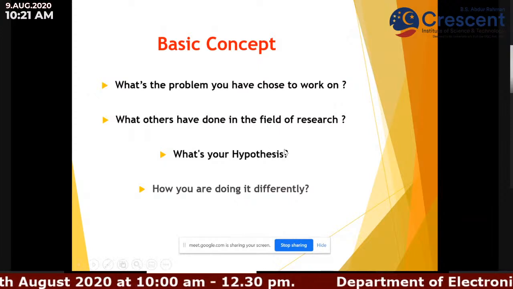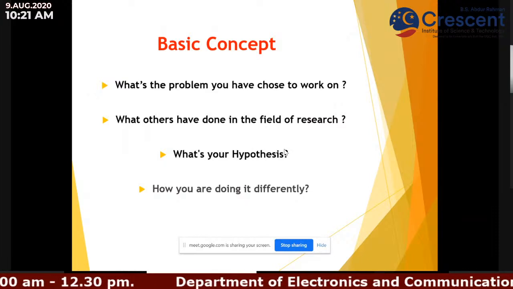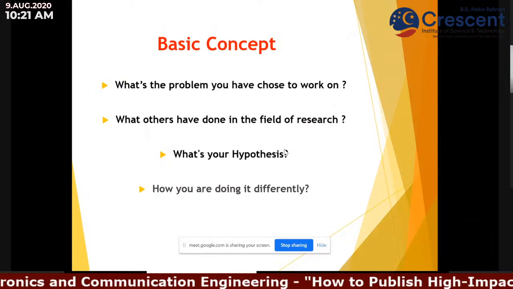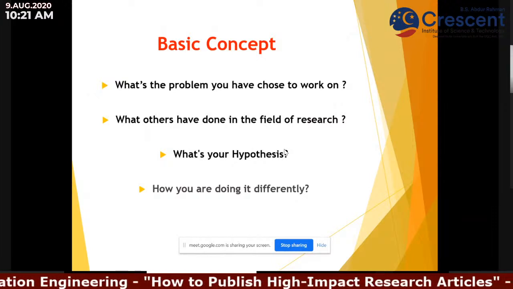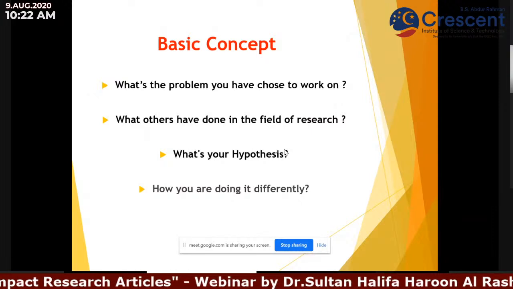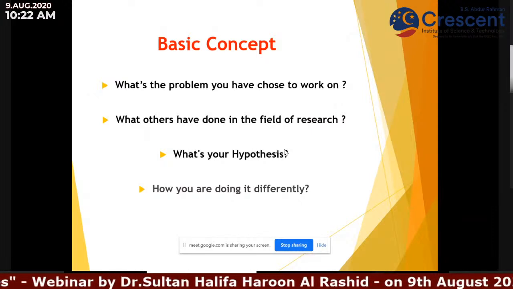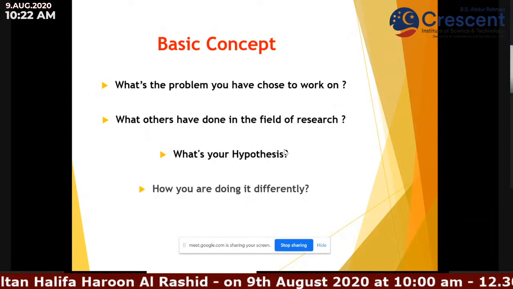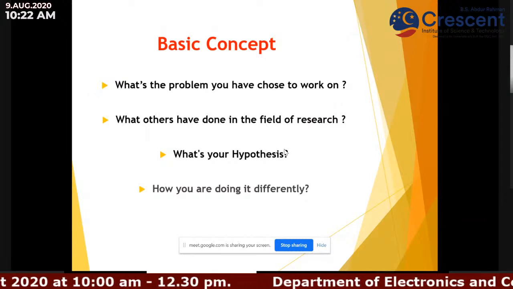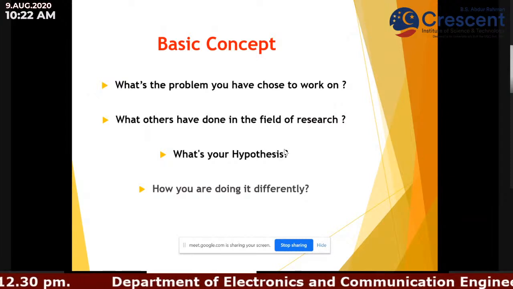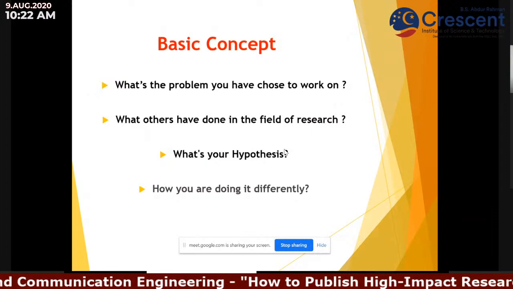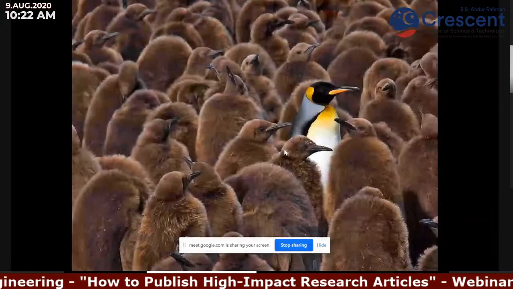Now, here are the basic concepts of publishing a paper. First thing, you have to understand what is the problem you're going to deal with. Number two, what other people in your field of research have done. Number three, what is your hypothesis? Number four, what are you going to do differently? If you understand these four points, four mantras, I think the paper will write itself. Identify the problem, make ourselves aware of what others have done on the problem, what I am going to do differently, and how I am going to do it differently. Make this clear, and the paper is there.